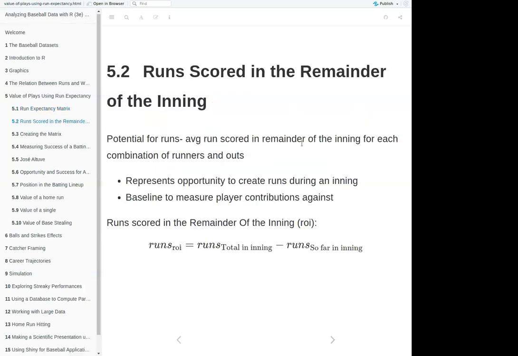So looking first at the runs scored in the remainder of the innings, we have potential for runs, which is our average run scored in the remainder of the inning for each combination of runners and outs. This could represent the opportunity to create runs during an inning, and it also provides a baseline to measure player contributions against, where we calculate the runs scored in the remainder of the inning by the runs in the total inning minus the runs so far in the inning.